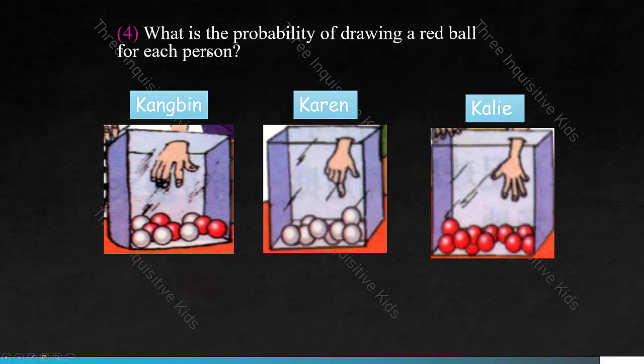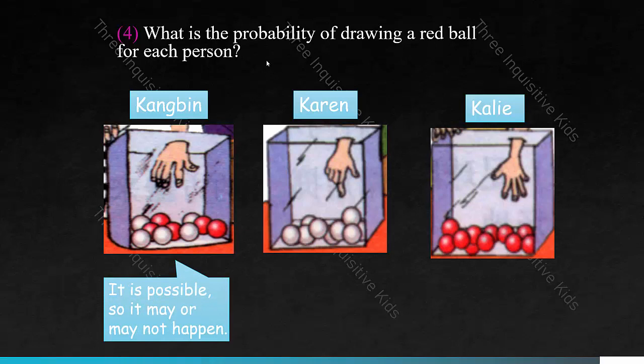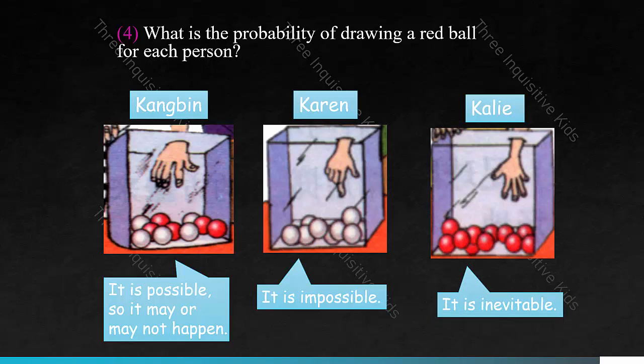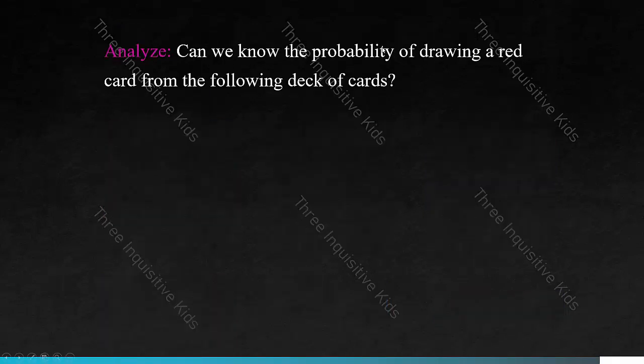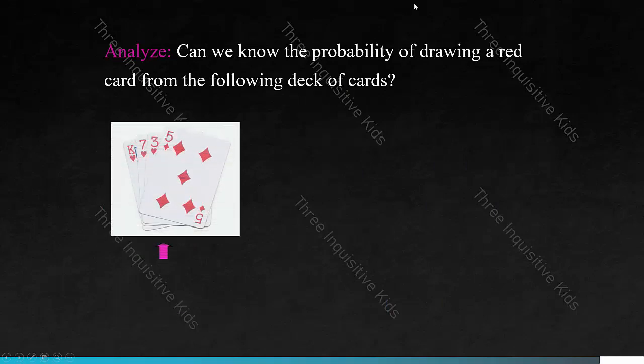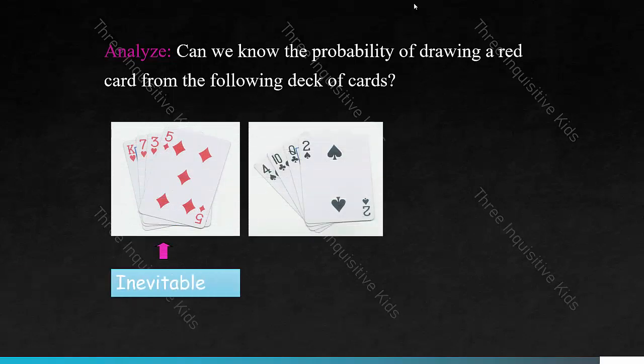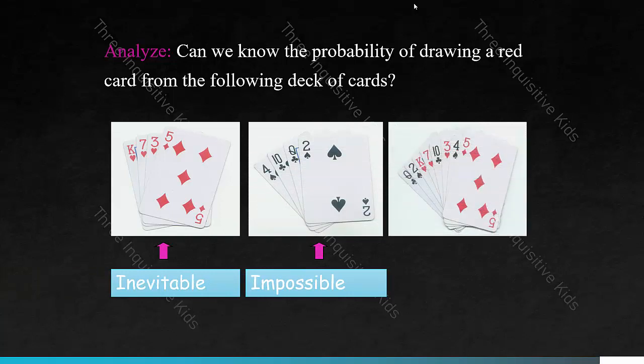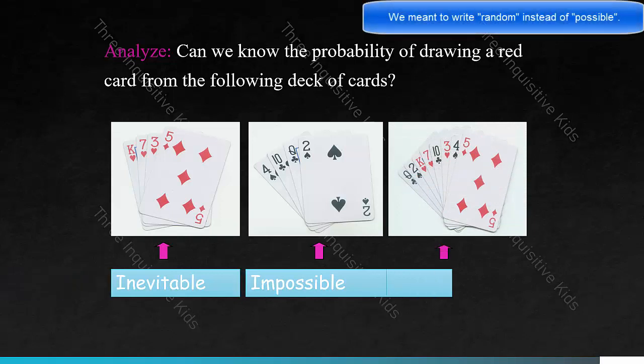What is the probability of drawing a red ball for each person? For Kanban, it may or may not happen. It's random. For Karen, it's impossible, and for Kalie, it is inevitable, because Kalie can only draw out a red ball. Can we know the probability of drawing a red card from the following deck of cards? In this deck of cards, we only have red cards. It's inevitable. In this deck, we only have black cards, so it's impossible to draw a red card. And in this deck, with both black and red cards, it's random.